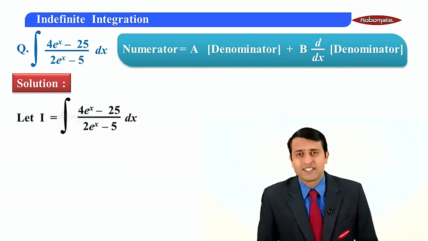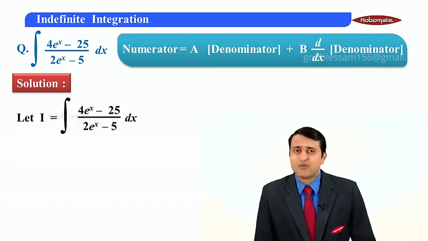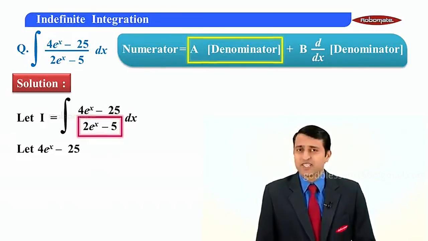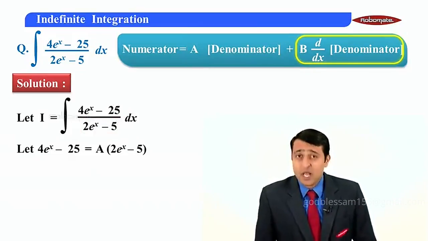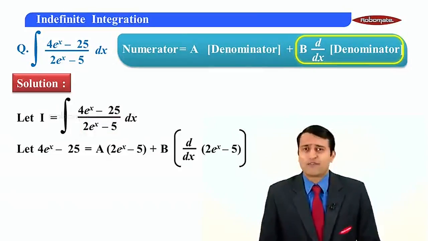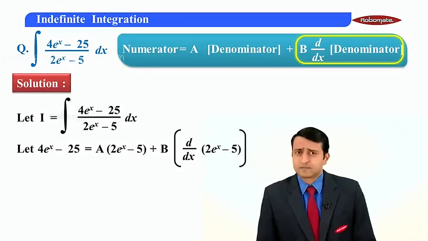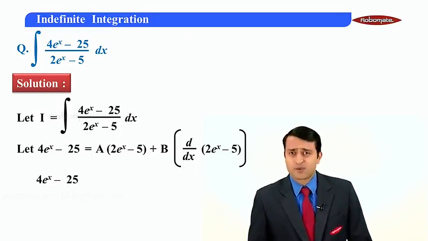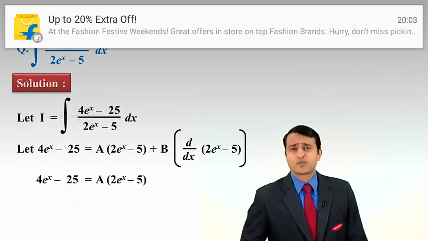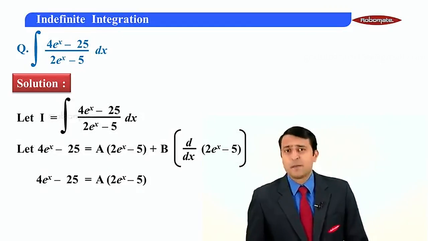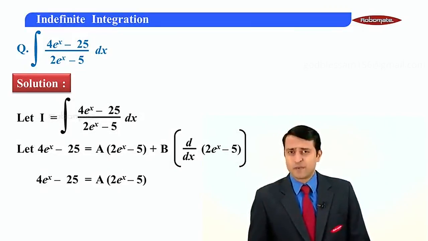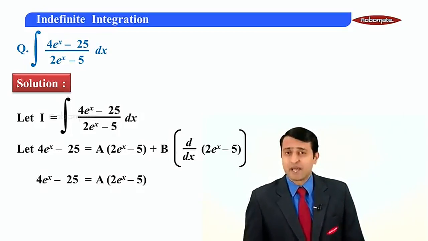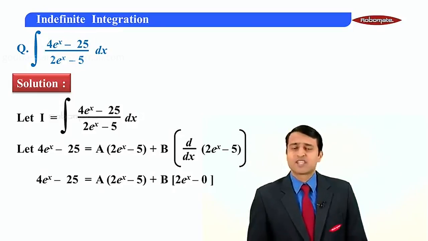of the denominator. So, we are going to write 4 e raised to x minus 25 is a into denominator. So, that is a into 2 e raised to x minus 5 plus b into derivative of 2 e raised to x minus 5. Nothing to simplify on the left hand side, so we keep that as it is. 4 e raised to x minus 25 is a into 2 e raised to x minus 5 plus b into derivative of 2 e raised to x minus 5 is only 2 e raised to x, because derivative of minus 5 is 0. So let's say that.